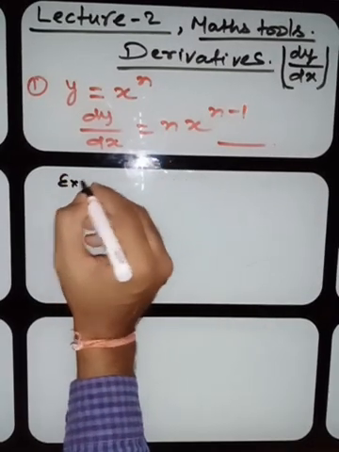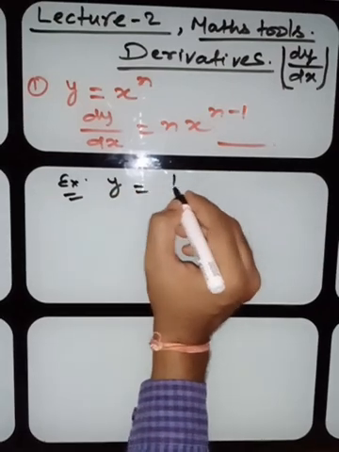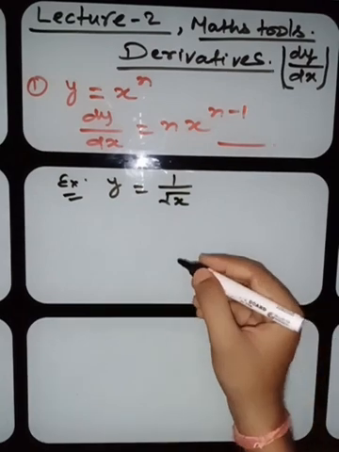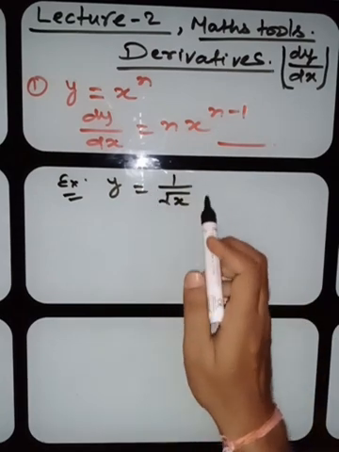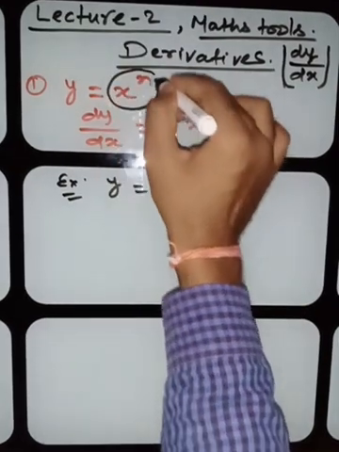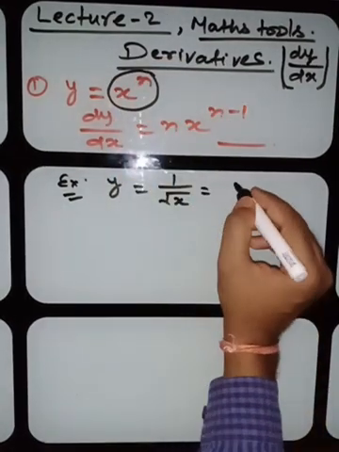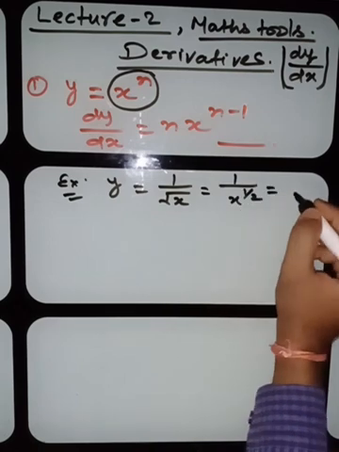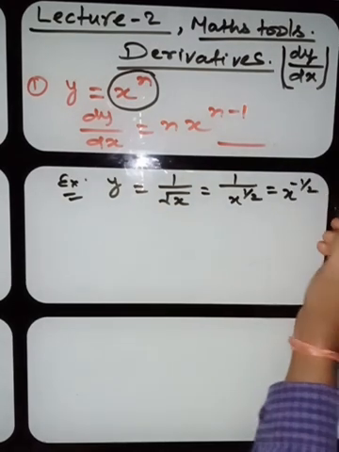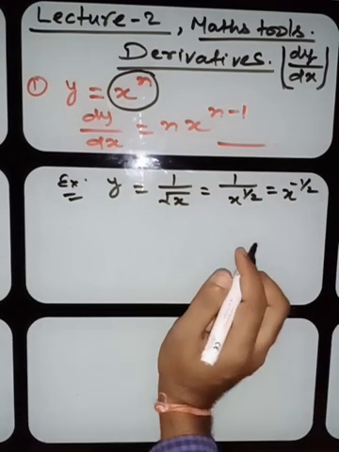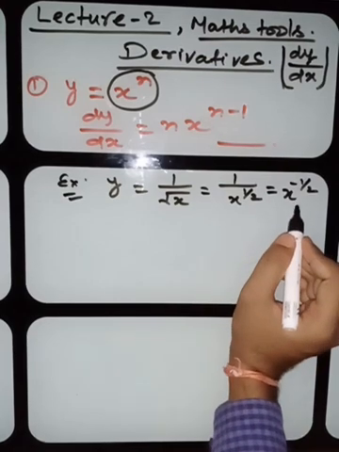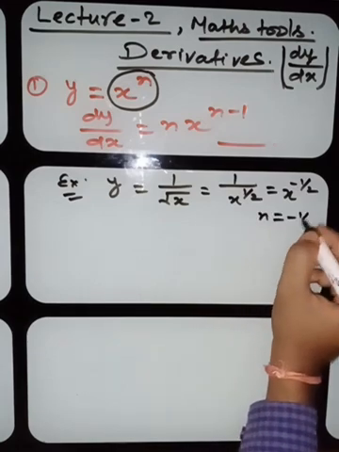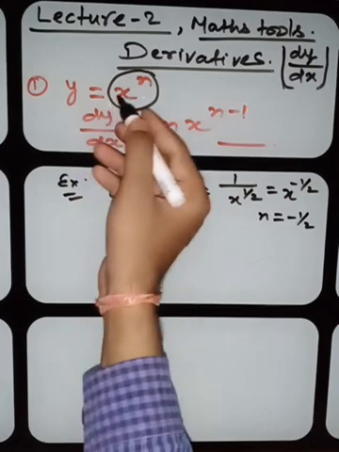So the example, if y is 1 by root under x, what will be the answer? So student, first you have to convert this in this form, x to the power n. Can we write this as 1 by x to the power 1 by 2? Yes. And could you write this x to the power minus 1 by 2? When it goes above as numerator, it will be the inverse, x to the power 1 by 2. Now you can find the value of n. It is minus 1 by 2.